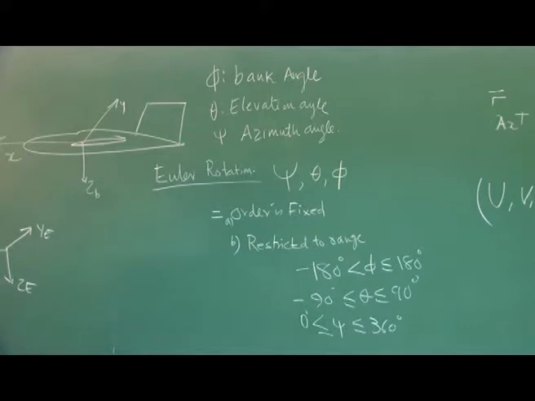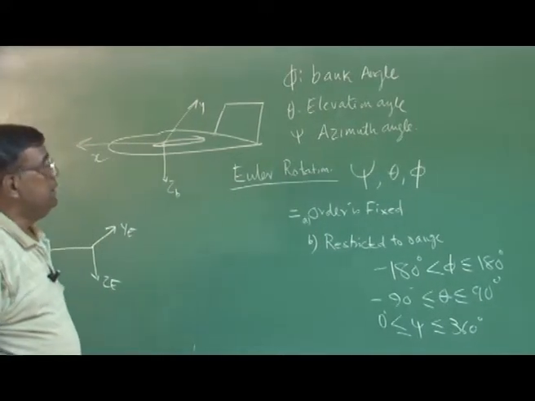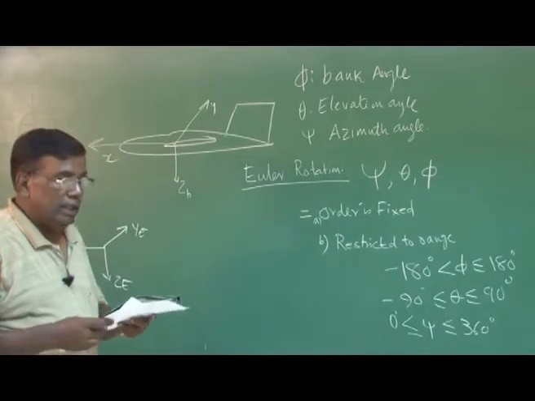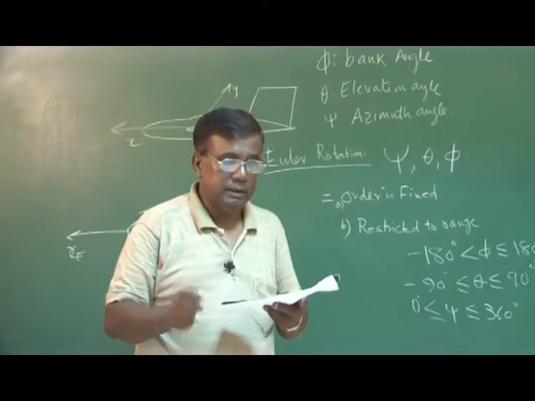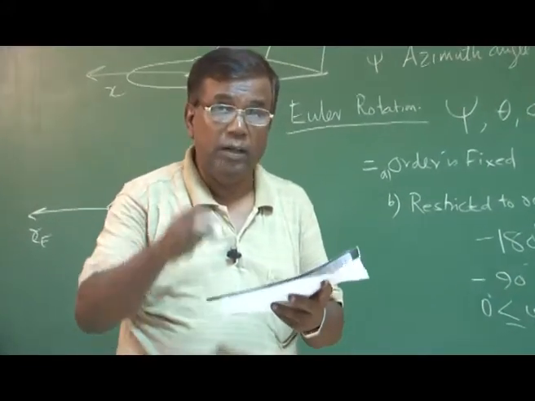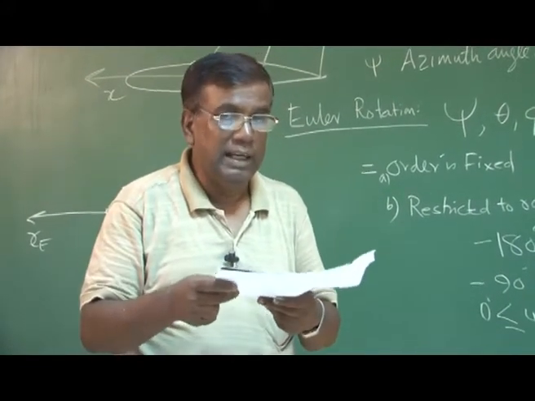Please understand one thing. Loosely we often tell phi as bank angle, theta as pitch angle, and psi as yaw angle, which is not strictly correct. Why? See the point. What is theta? Theta is not about body axis. Please understand, theta is not about the final orientation axis, right? Theta is about the intermediate axis.